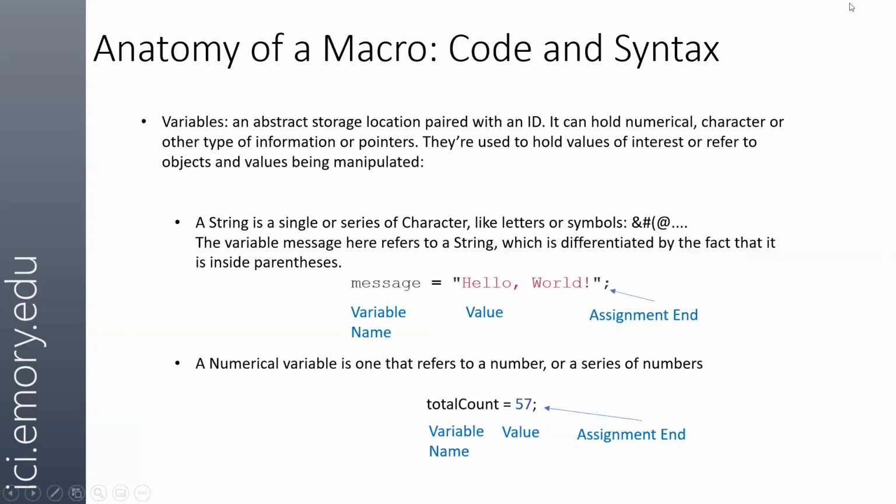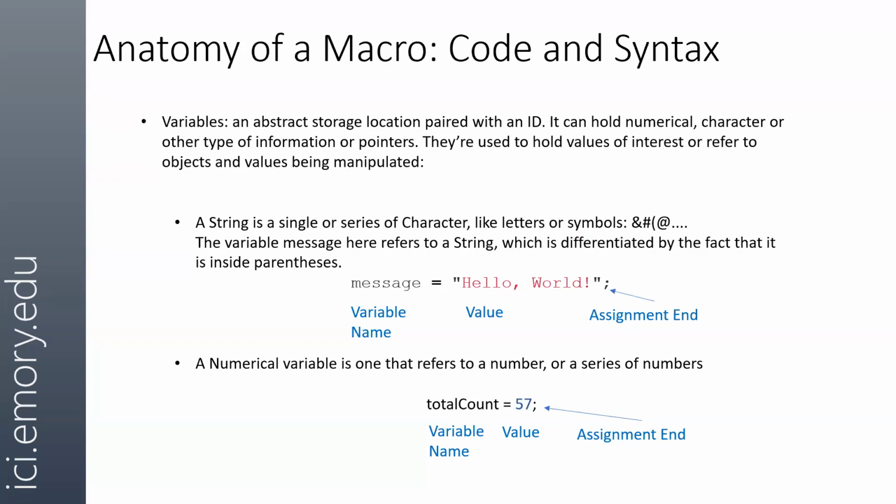So now that we've got that overview, what is a variable? In computer science, it's an abstract storage location somewhere on the computer, on the RAM, in the hard drive, paired with an ID so that you can go see where it is. And there are generally two types of variables that we're going to run into, which is strings and numerics.